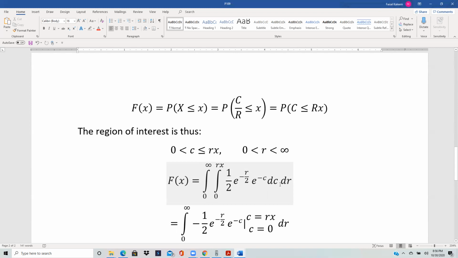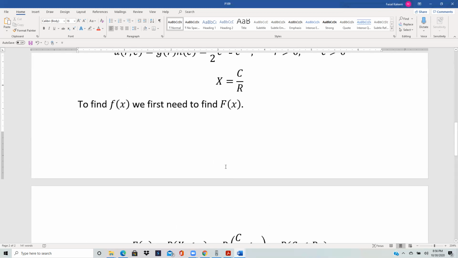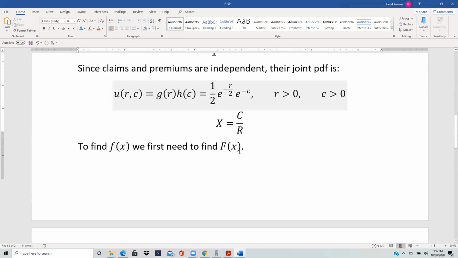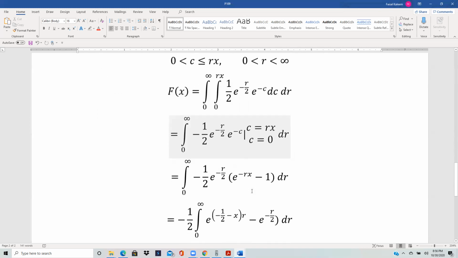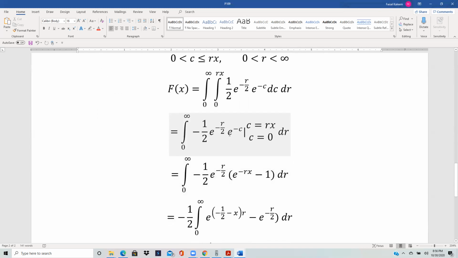And the double integral is taken of the PDF, which we saw above was half e to the negative r over 2 times e to the negative c. Now, when integrating with respect to c, half e to the negative r over 2 is a constant, and the integral of e to the negative c is negative e to the negative c. So that negative is over here. Then c goes from 0 to rx. When you put c equals rx, this is e to the negative rx, and when you put c equals 0, e to the 0 is 1.